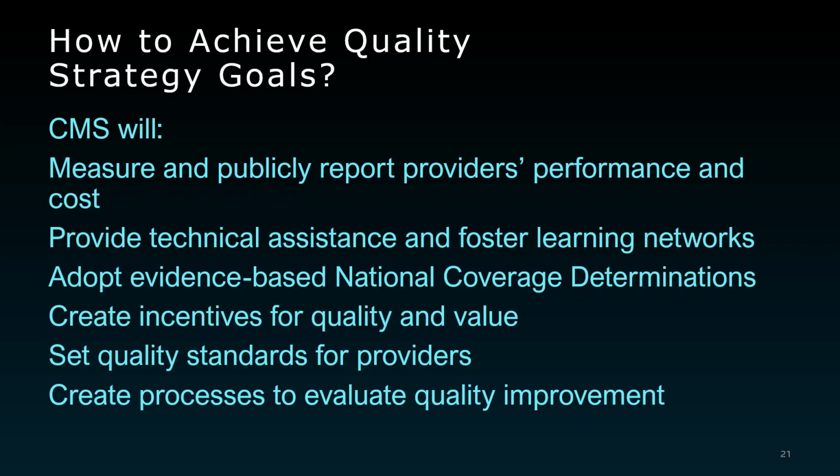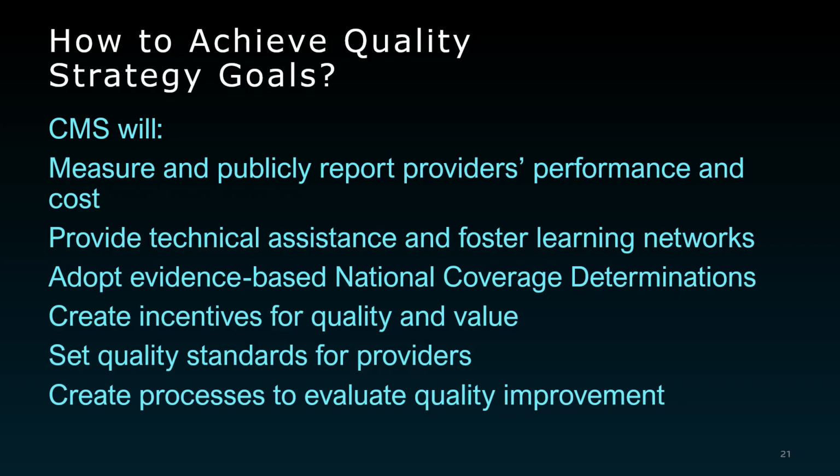How CMS plans to achieve its goals. So, how exactly does CMS plan to achieve those 6 ambitious quality goals? And their strategy lays out some very concrete steps. First, CMS will measure and publicly report providers' quality performance and the cost of services. Transparency is key, so both patients and providers need to see how care stacks up.